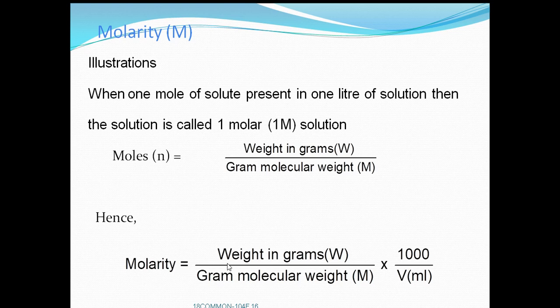Molarity equals weight in grams by gram molecular weight, capital M, into 1 by V. Here we have to write V in liters. Okay, so that is the molarity formula. Once again I am repeating that formula.